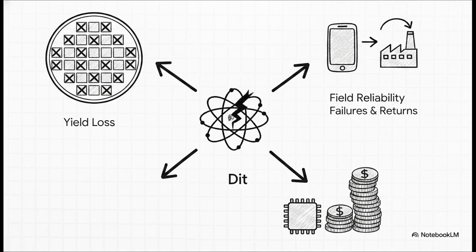Yeah, when your DIT score is high, you're looking at a trifecta of business nightmares. First, it absolutely crushes your manufacturing yield. Second, it tanks the reliability of your products out in the real world, which means angry customers and expensive returns. And third, it jacks up the cost of every single good die that actually makes it off the line.